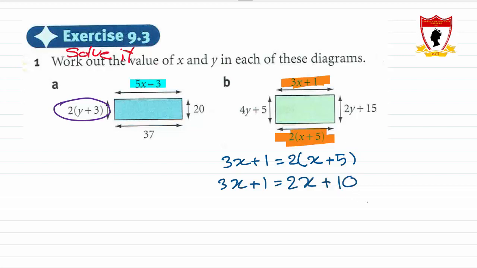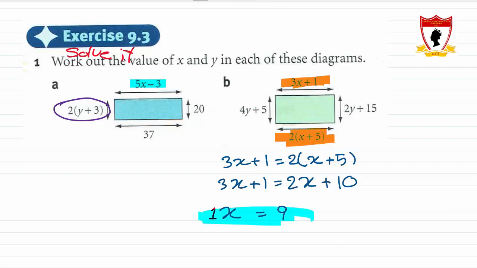Now we need to send the letters to a side and the numbers to the other side. We better send this 2x to the side. The 2x becomes negative. 3x minus 2x will be 1x, which is just x. It's fine to write 1x, but it's better if you don't write 1x. That shows your accuracy. And what's remaining on the side is just 10. And on the other side, we're going to send this 3 to the side. It will be negative. So x is equal to 7. We got the value of x.